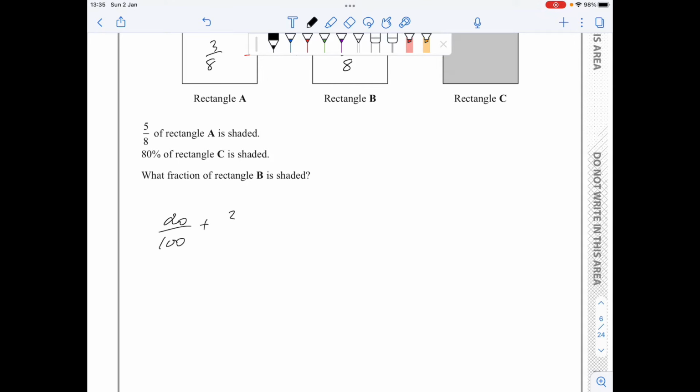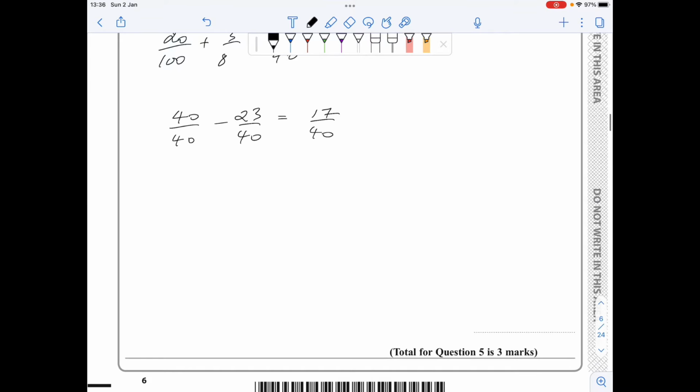20% plus 3 over 8 gives me 23 over 40. So the total 40 out of 40 minus 23 out of 40 will give me 70 over 40. And this is the final answer.